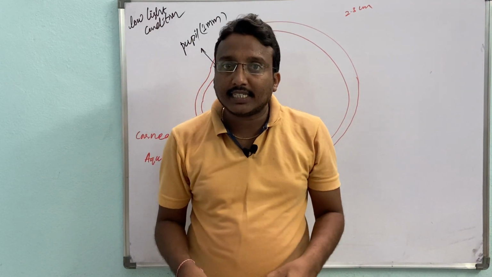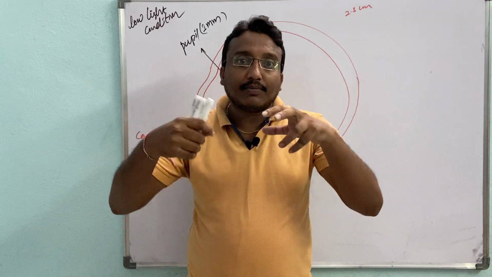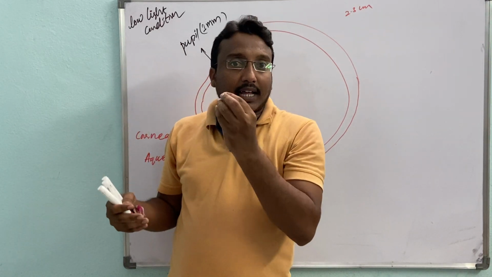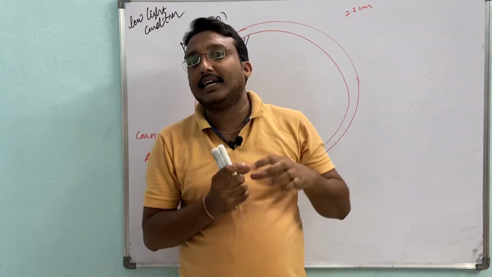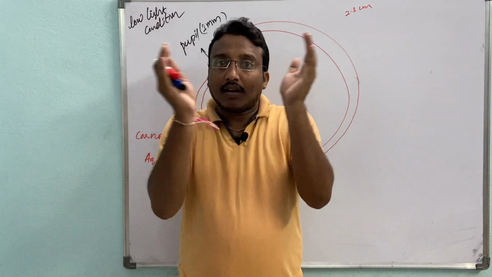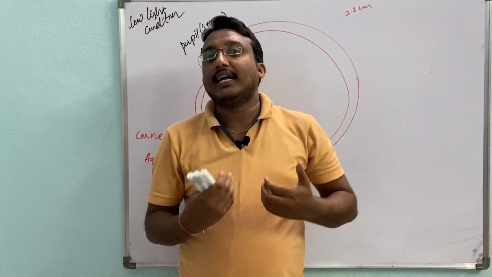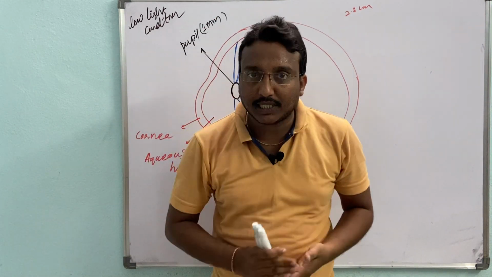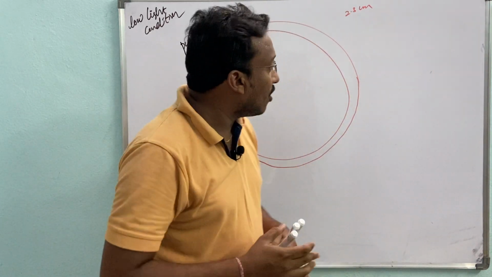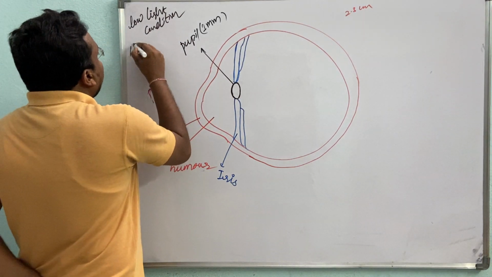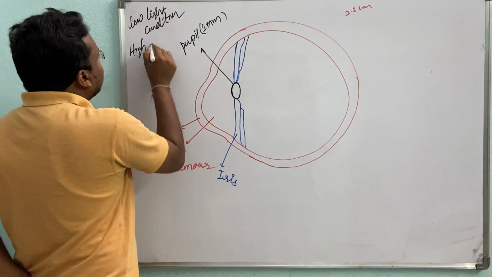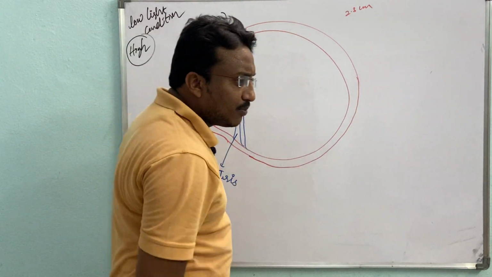In such cases, we require a sufficient amount of light. For that sake, the iris makes the pupil expand to allow more light into it to find the objects. Got it? Right. If we enter into high light conditions, that means the intensity of light is more.